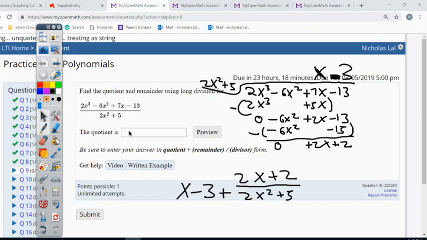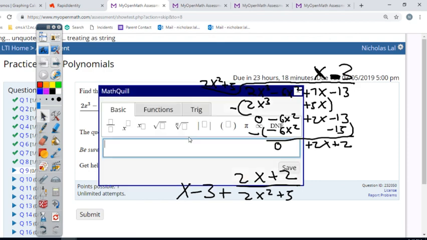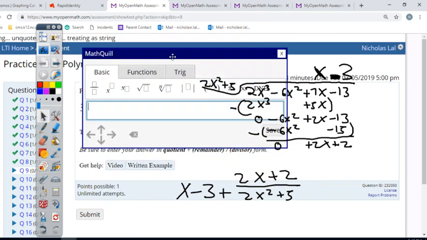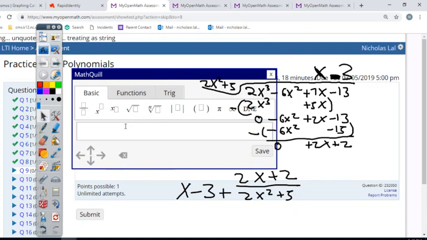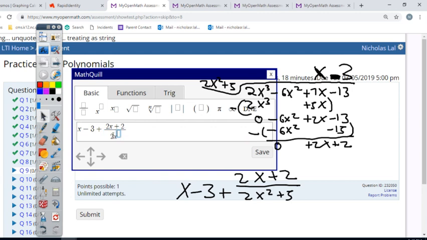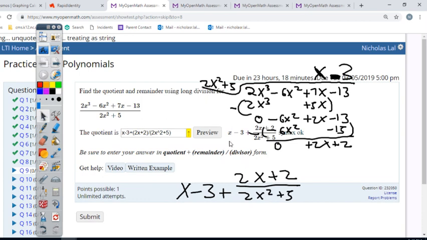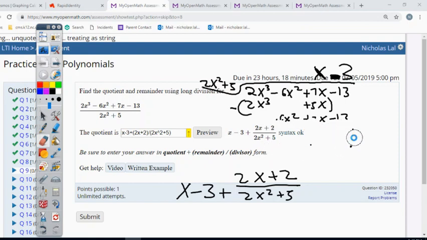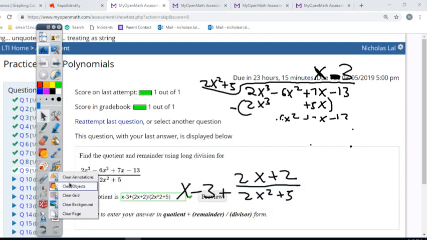So we just need to put this in our box. I'm going to put in x minus 3 plus 2x plus 2 over 2x squared plus 5. And that should be in the form quotient plus remainder divided by divisor. Let's hit submit, see if we're right. We are right, so let's clear annotations and move on.